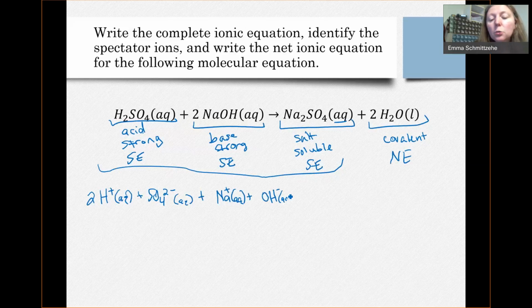But if we pay attention to our balancings, because we want to keep it balanced, it's already balanced. There's a 2 in front of that, meaning there's 2 NaOHs. So for each one, we get an Na plus, so we must have 2 Na pluses. And for each NaOH, we get 1 OH minus, so there must be 2, since we're splitting apart 2 of those. And then we've got Na2SO4, so that gives you 2 Na pluses and an SO4 2 minus.